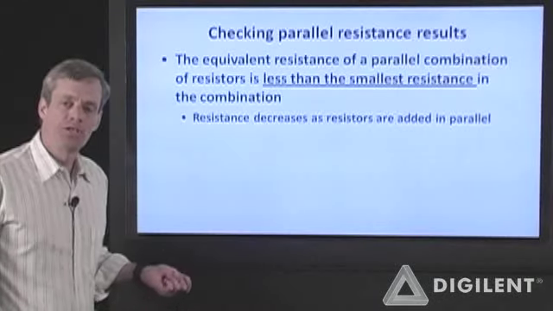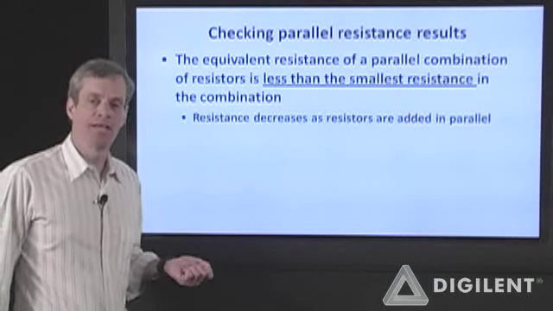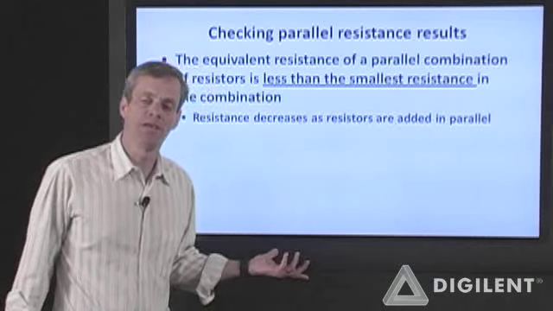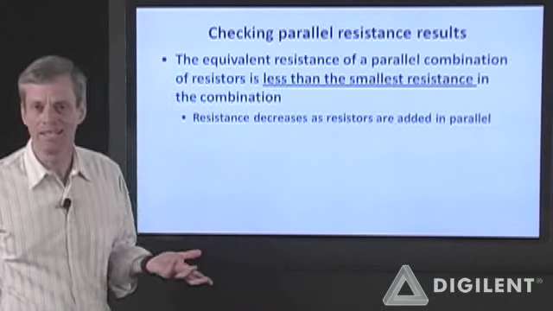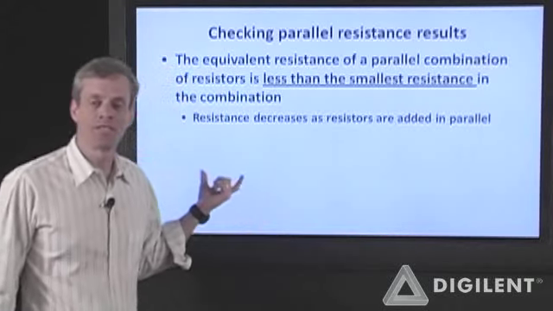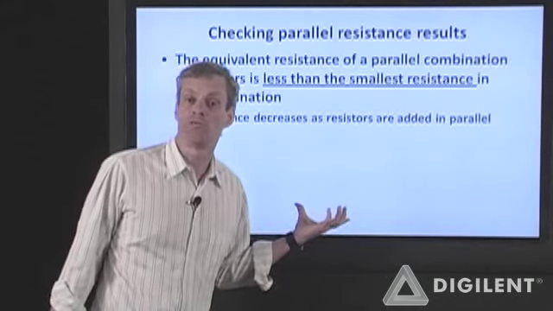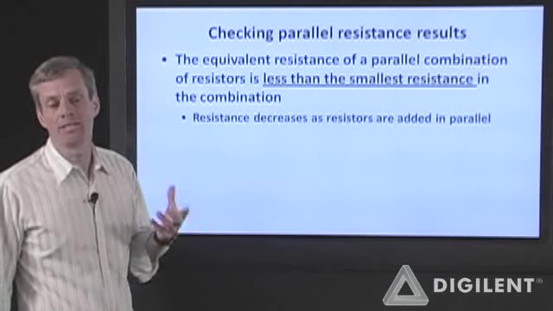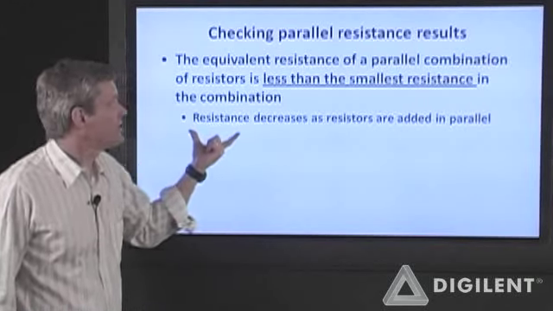Now, whenever engineers generate a number, a result, it's a good idea to be able to check it against your gut instinct or your intuition about what that should be. Now, if you calculate a series resistance, that's kind of easy. You know that you're going to come up with an overall equivalent resistance that's higher than any of the individual resistances. You're adding up a bunch of resistances. Parallel resistances are not as intuitive to double check, but there are still some possibilities here.